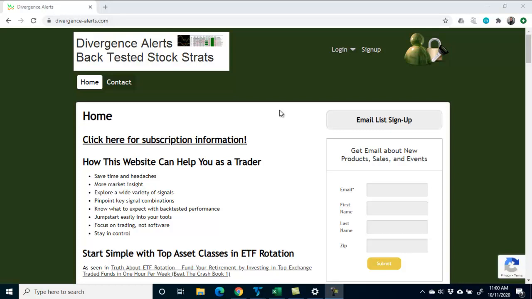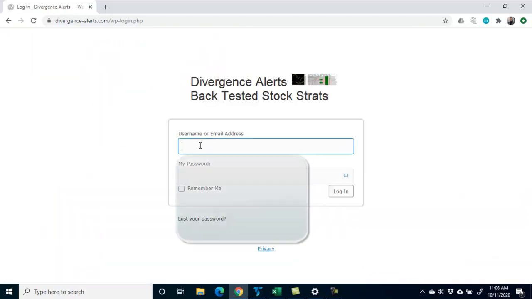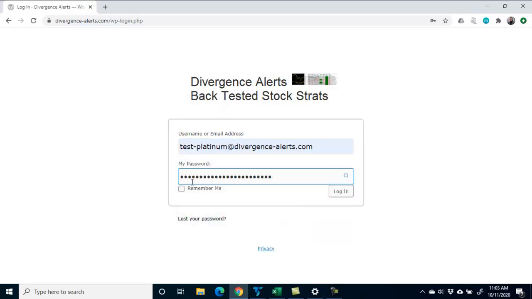So for subscribers to get started, come to the website, divergence-alerts.com, and hit this little login button here. And it will bring you to a login screen. I'm going to log in with a Platinum account, and what I'm about to show you will work with either Platinum or Gold subscription levels.